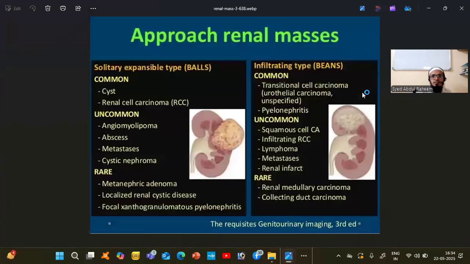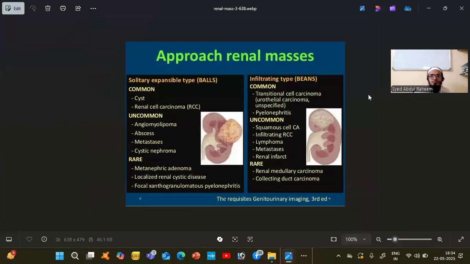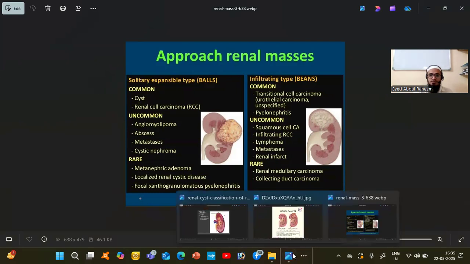Renal mass. Okay, so this is the renal mass. First, what will happen? A cyst occurs here. After that, it will convert into a mass, then mostly a tumor. So this is the renal cyst. You can see the renal cyst here.